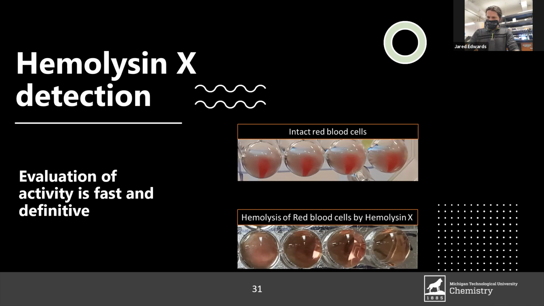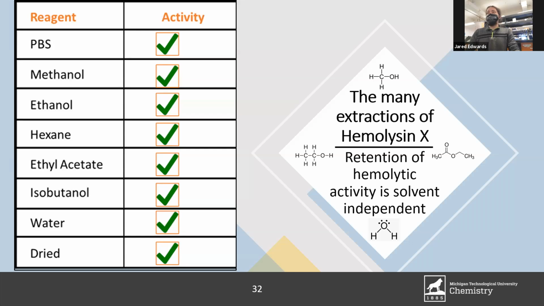If you can go next, please. We can see here that we have used PBS, methanol, ethanol, et cetera, all these different solvents to extract this plant material, and in all of them, we're yielding this Hemolysin X molecule. We're witnessing the hemolytic activity that we saw in the previous slide. What makes this really wild is that if you take isobutanol and ethanol, extract in one and then put it in a separatory funnel together with the other one, you'll see a distribution of hemolytic activity into both of the solvents. So it has some preference within these extractions while also going into all of them and still displaying this activity.